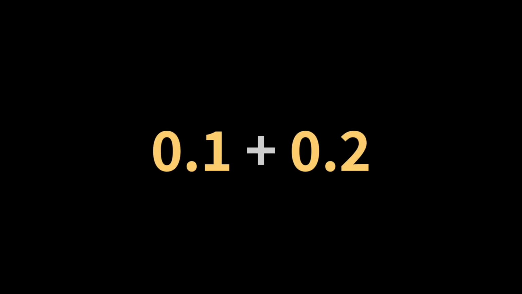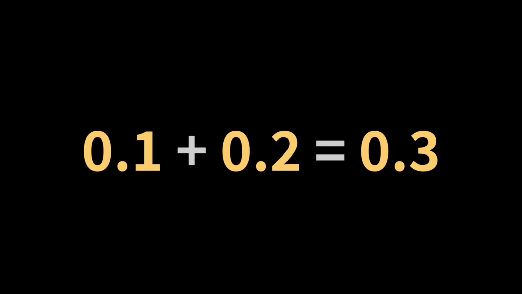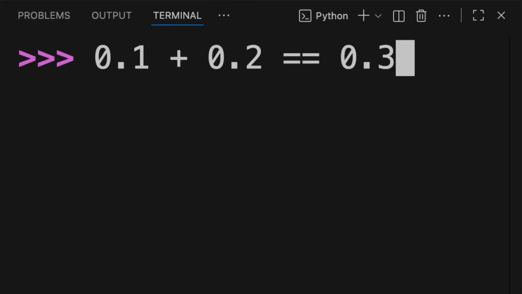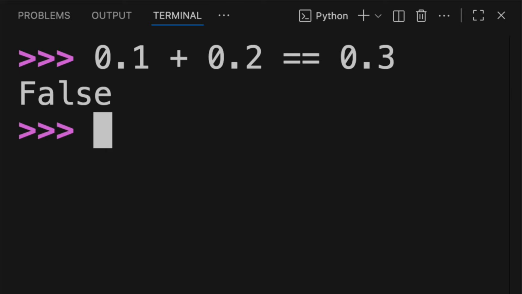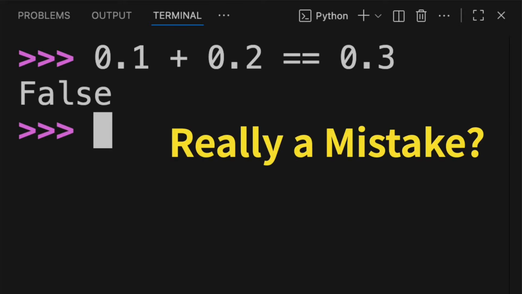Mathematically, 0.1 plus 0.2 is obviously 0.3. But if you type 0.1 + 0.2 == 0.3 in the Python interpreter, it'll tell you False. So why does Python get it wrong? Or is it even really a mistake?